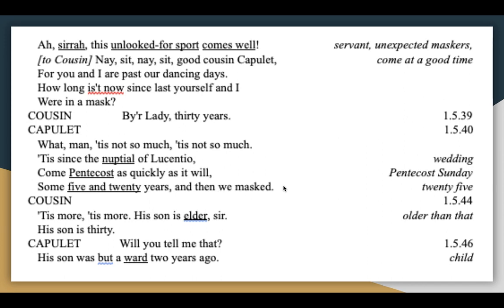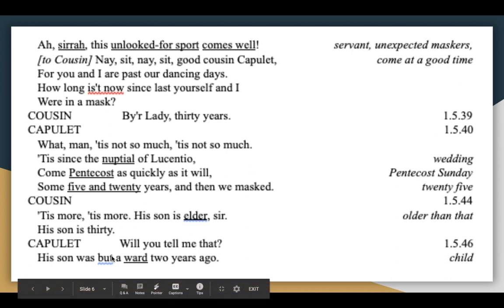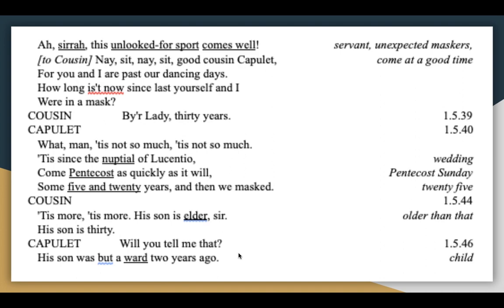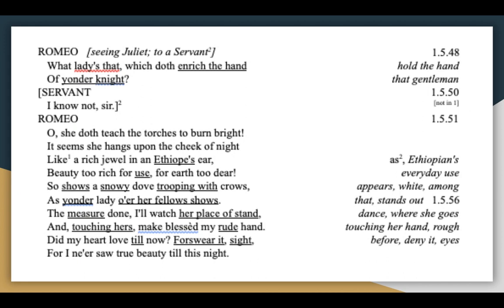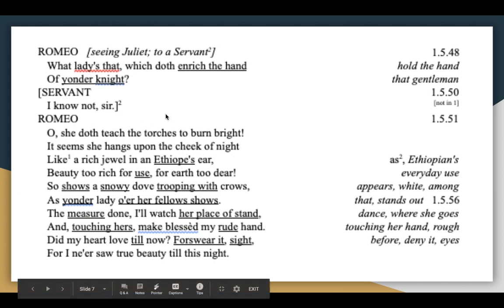So it's only 25 years ago that we were at a masquerade ball ourselves. We're not that old. Time's going so quickly, but it's not 30 years. Cousin says, 'tis more, 'tis more. His son is elder sir. His son is 30. Will you tell me that? His son was but a ward 2 years ago. So it's like, really? He was only a kid a couple of years ago. What are you saying? And then Romeo, he sees Juliet and he says to his servant.